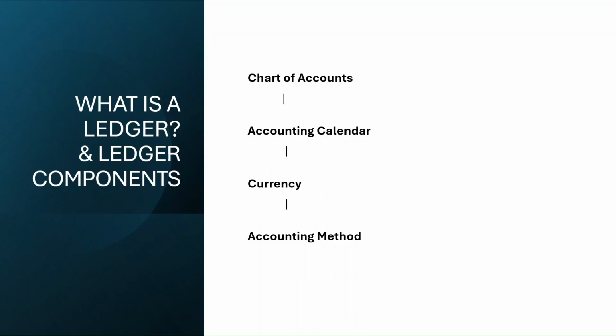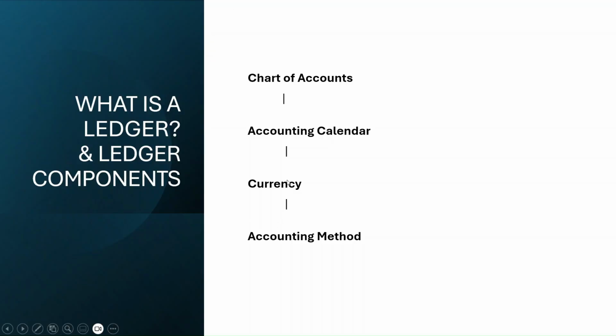So what exactly is a ledger? Let's look at the major components of our ledger. A ledger is nothing but records. The main ledger attributes are the 4Cs plus the accounting method: chart of accounts, accounting calendar, currency, and subledger accounting method. A ledger allows us to record business transactions.